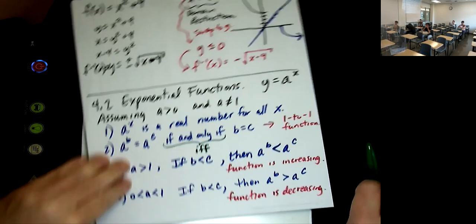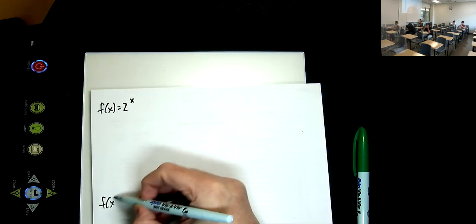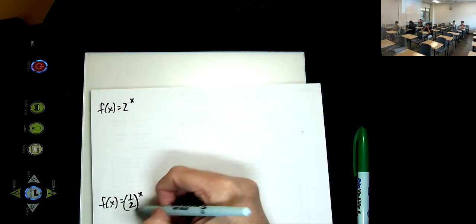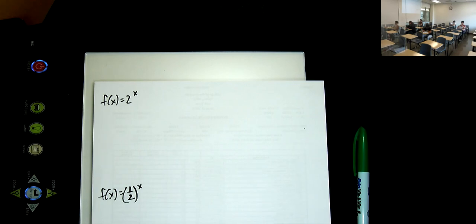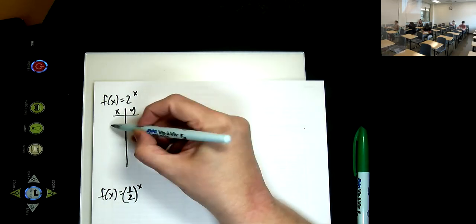You guys ready? Easy way to pick a's that show both of those. We're going to do on the first one, f of x equals 2 to the x. And we'll also look at f of x equals 1/2 to the x. This can get pretty unmanageable to graph quickly, so we're only going to do 3 points on each. We're going to do -1, 0, and 1.